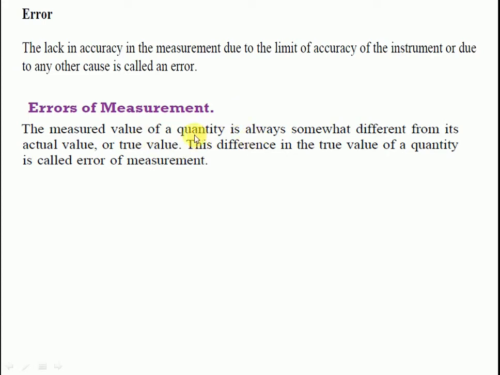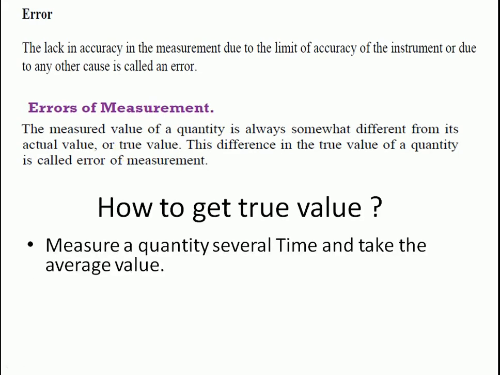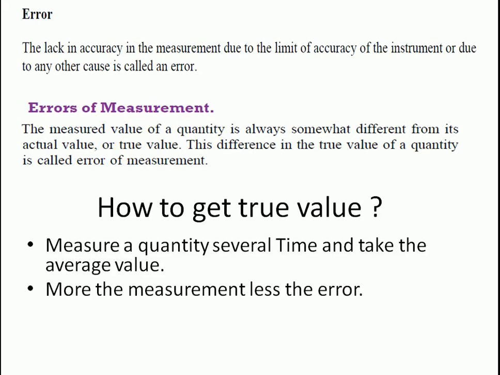Now you must be thinking, if you cannot measure anything properly, then from where do we get the true value or actual value? In order to get the true value, we measure the physical quantity several times and take the average, and the more measurements we do, the less the error we get.